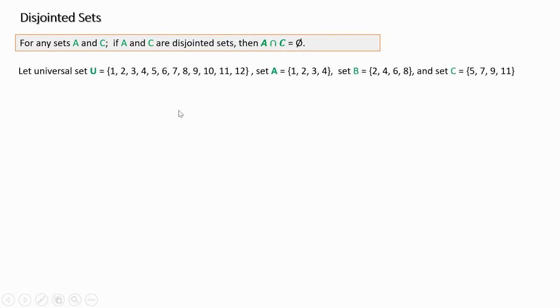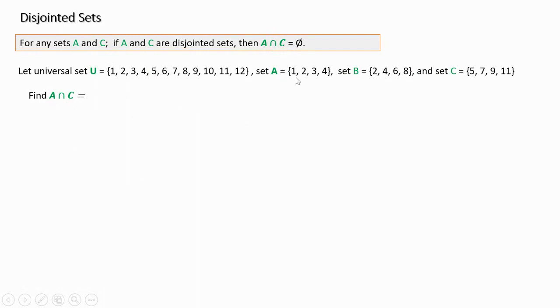Let's do another example. Let universal set U equal 1 through 12, the same as before. Set A is the same as before, 1, 2, 3, 4, and set B are the elements 2, 4, 6, 8, but now we've added C. Set C contains the elements 5, 7, 9, and 11.